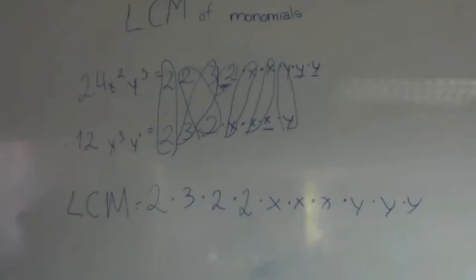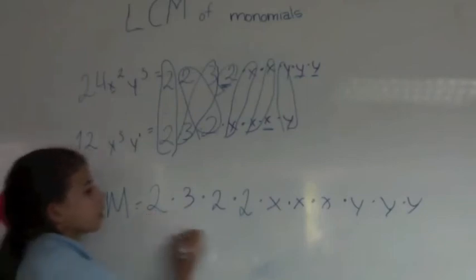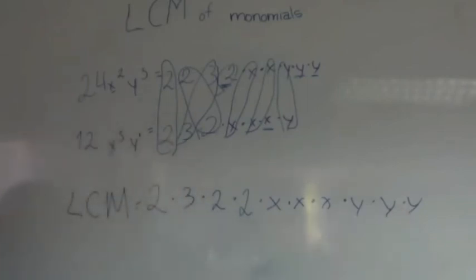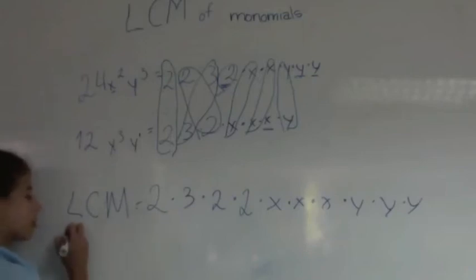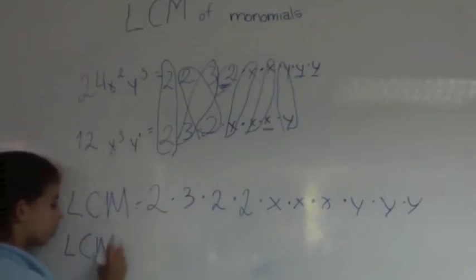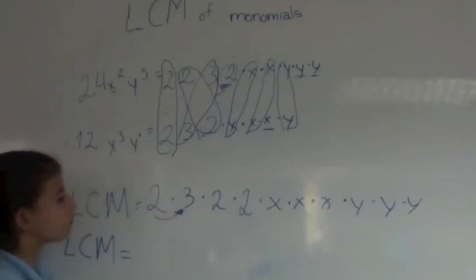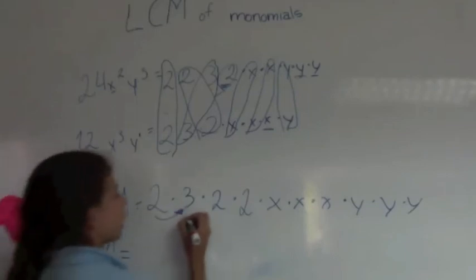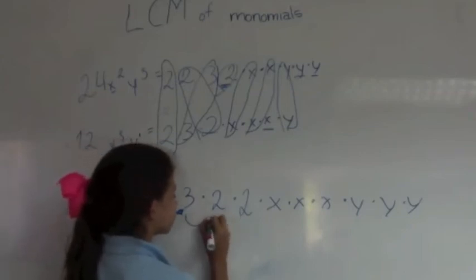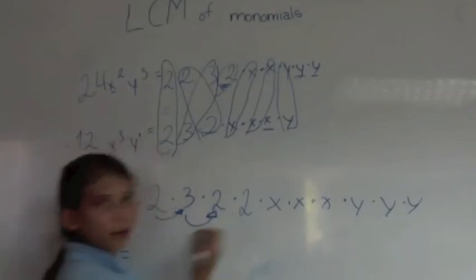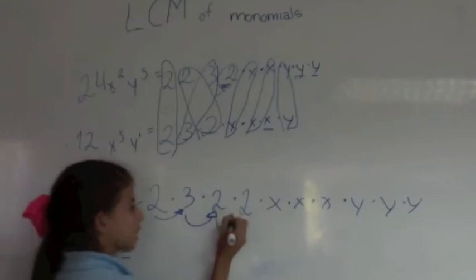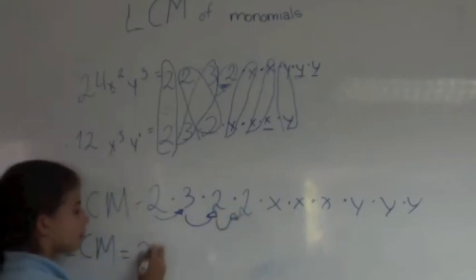Now, we're not over yet. We now need to solve for this long equation we have here. So now, we're going to have to simplify this. So the actual LCM equals 2 times 3 equals 6. And 6 times 2 equals 12. And 12 times 2 equals 24. So here we have 24.